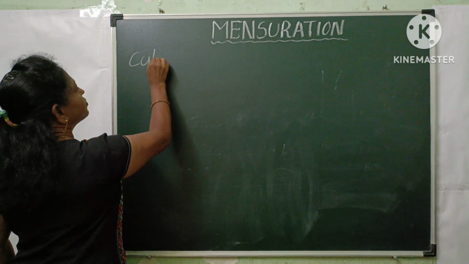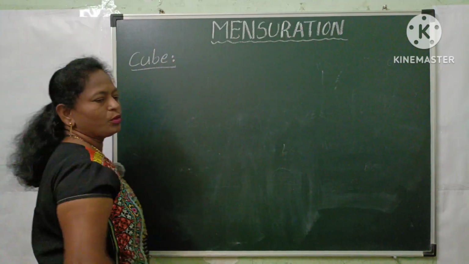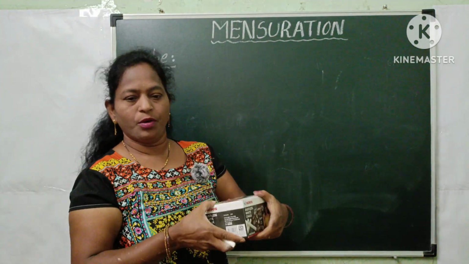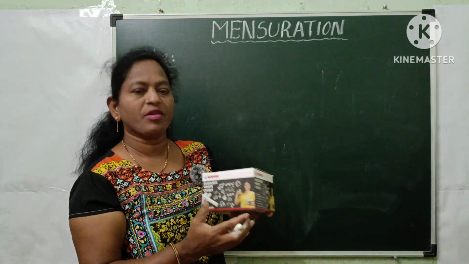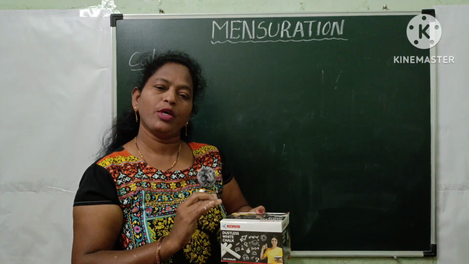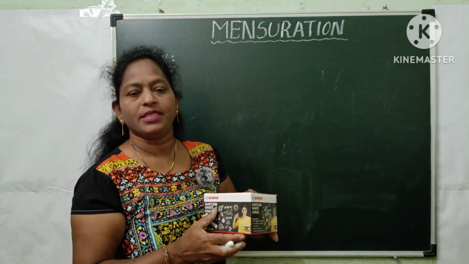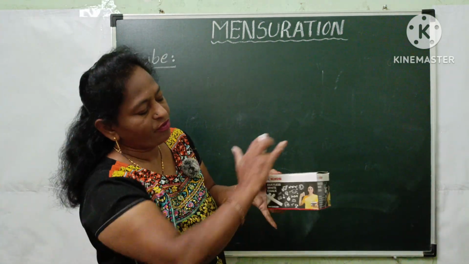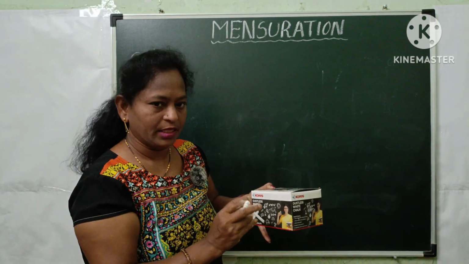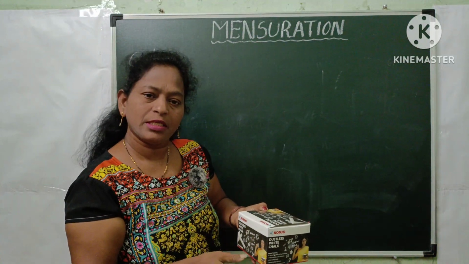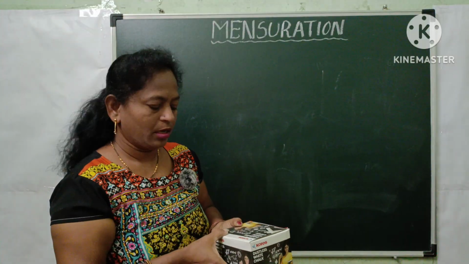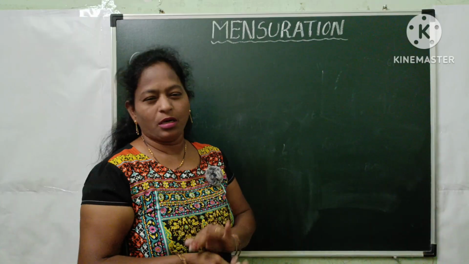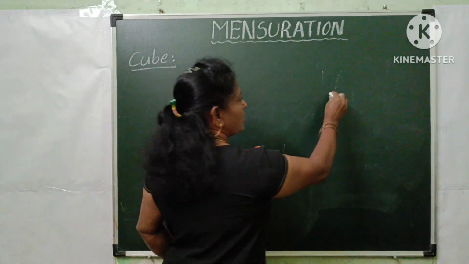Next one is a cube. Here, cuboid and cube are the same kind. Suppose this is an example of a cube. Cube means it has 4 sides equal. The shape of the cube is square. It has 6 square faces: 1, 2, 3, 4, 5, 6. 6 square faces. Same as, 12 edges and 8 vertices. Right. See here the figure also.